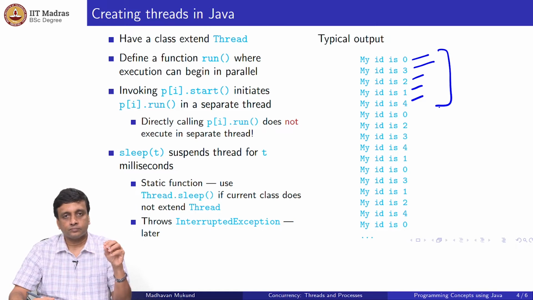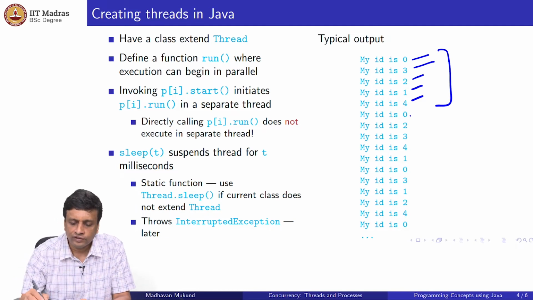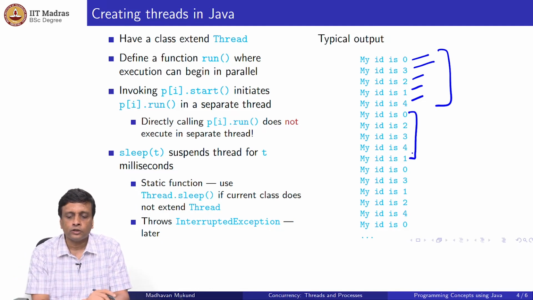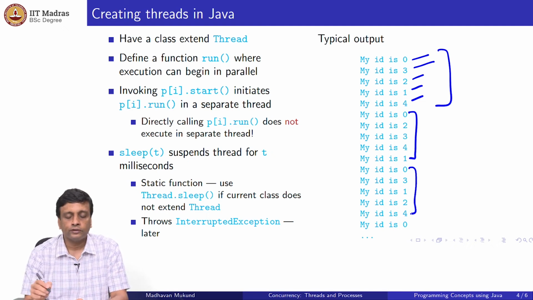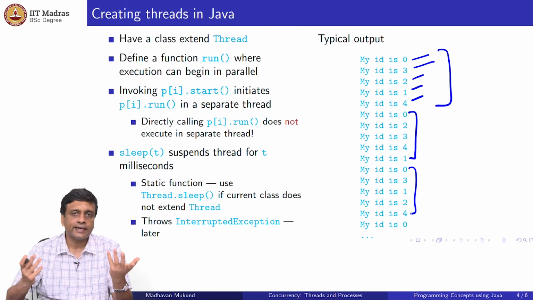If we had a very small delay, then you might have even 2 zeros happening before a 4 and so on. So we have different permutations. Here it was 0, 3, 2, 1, 4. The next time around I get 0, 2, 4, 3, 1. Then I get 0, 1 through, and I might get the same permutation, I cannot say.